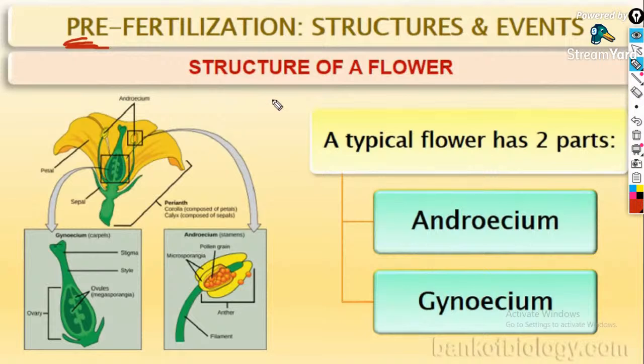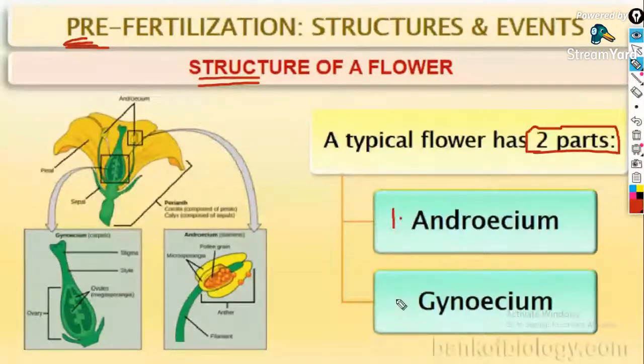So first we are going to study the structure of a flower. A typical flower has mainly two main reproductive parts: first one is Androecium, second one is Gynoecium. Can anyone tell me which is known as the male part of the plant? Which among the two is known as the male part? Is it Androecium or is it Gynoecium?